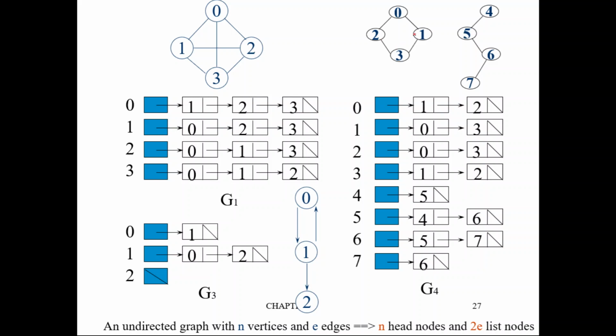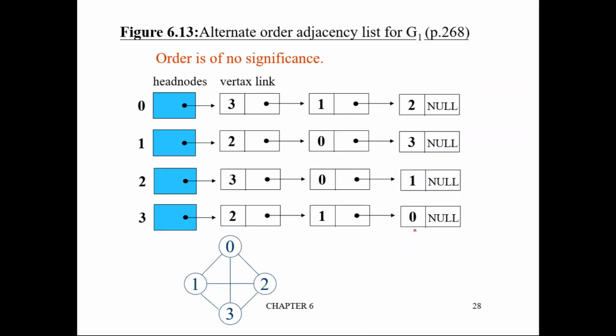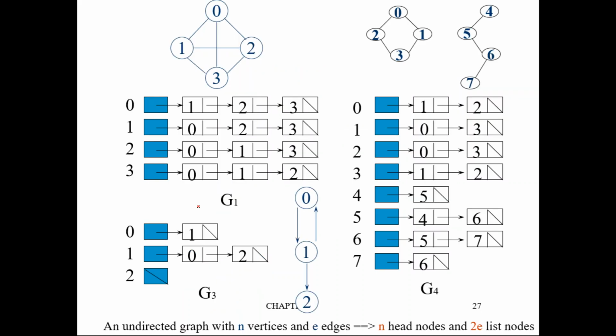From 3 there is a path from 3 to 1 and 3 to 2. So 3 to 1 and 3 to 2 is represented as 1 to 2. Okay. So on and so forth, it is represented. Okay, fine. So this type of representation is called list representation. In list representation, the order is not an important thing.